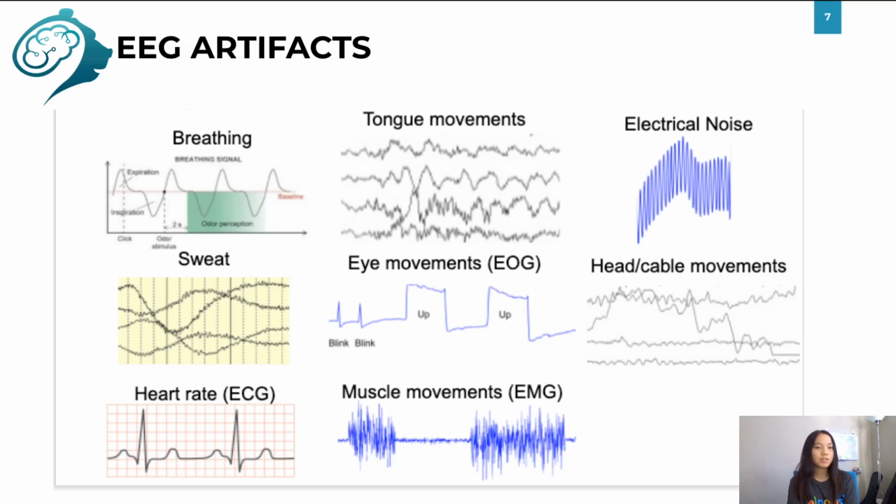So here are some of the EEG artifacts and what they look like in an EEG signal. There's breathing, tongue movements, electrical noise, sweat, eye movements, head movements, cable movements, heart rate, muscle movements, and so on. The whole point of this section is to see how we can deal with these artifacts and whatever kind of noise exists within our EEG data.